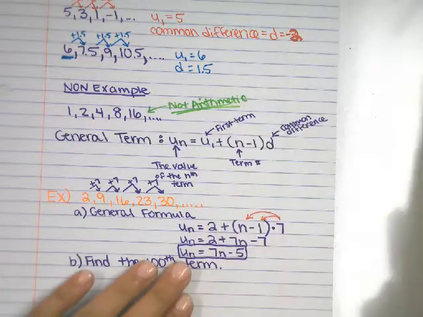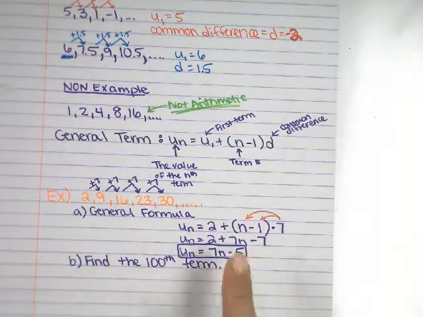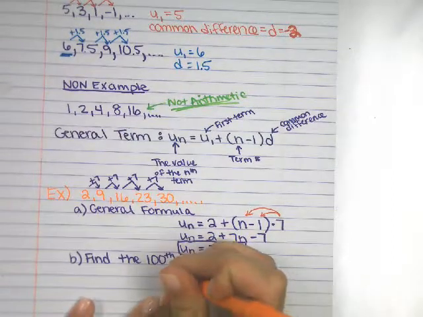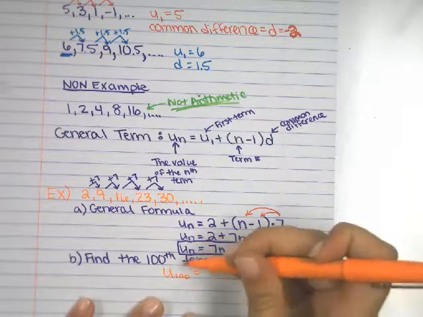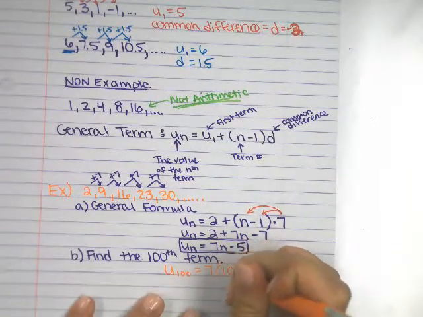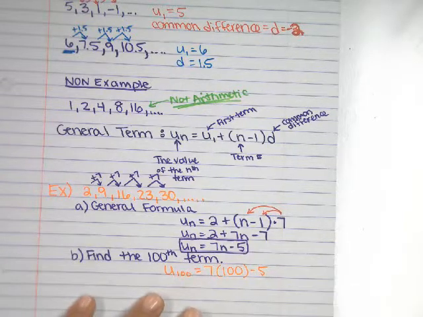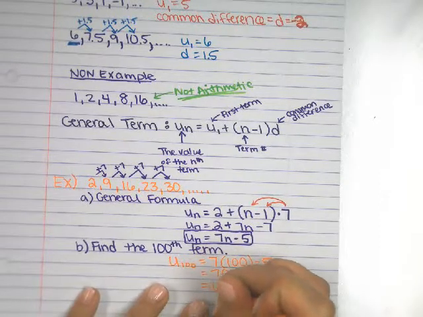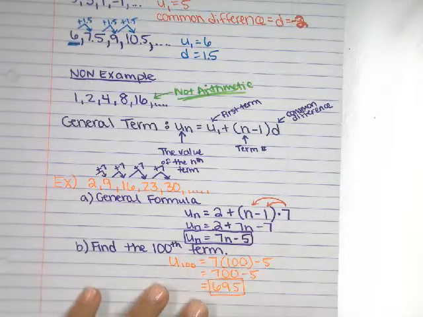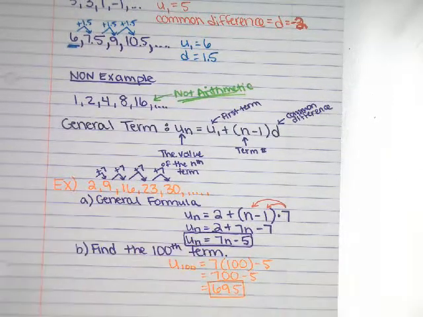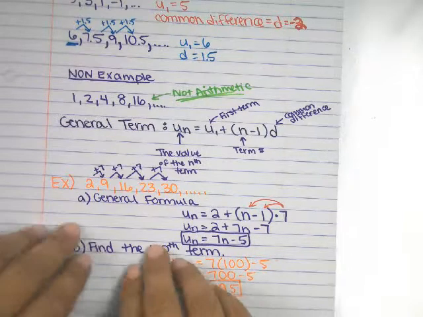So that's where our formula comes in handy: we can go back to our general form and find the 100th term. I'm going to go back to this form I found. U sub 100, which represents my 100th term, is equal to 7 times 100 minus 5. So that's 700 minus 5, which is 695. So if I start at 2 and keep adding 7, the 100th term in that sequence will be 695.